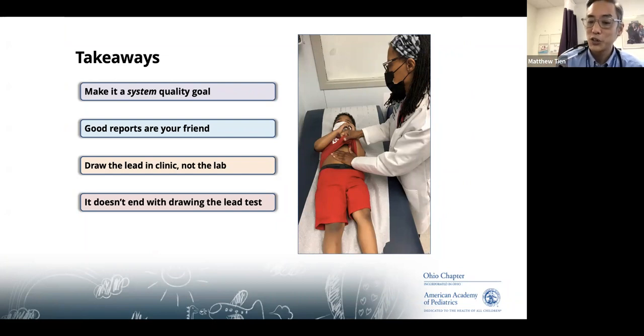Making it a system quality goal is really helpful. Having that buy-in from the C-suite folks really helped us move the needle. Good reports are your friend. I'm happy to help try to share my experience with that if you want to talk offline. That's really helpful in being able to show folks in real time, from month to month or week to week, how you're doing and how those changes in workflow are resulting in improvements. Drawing the lead in clinic, not the lab, is really best practice. And it doesn't end with drawing the lead test. There's important stuff to do for our patients with elevated lead levels.